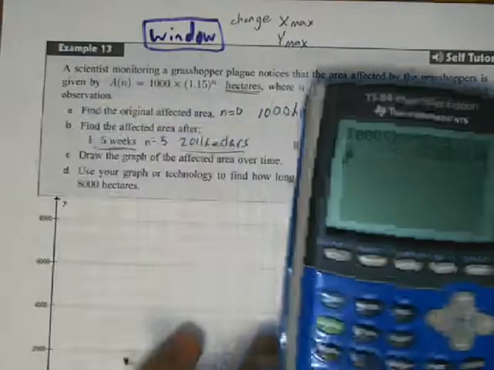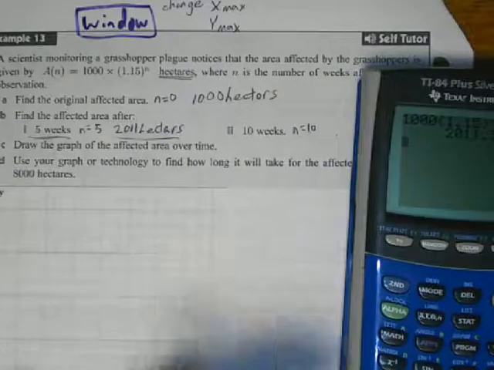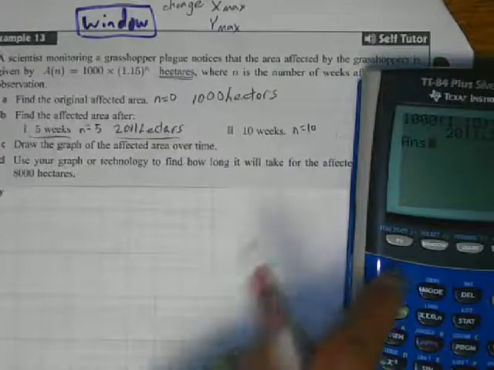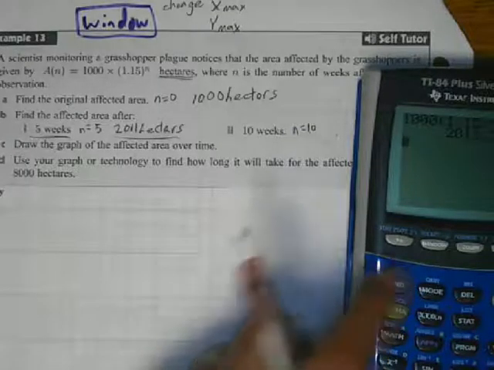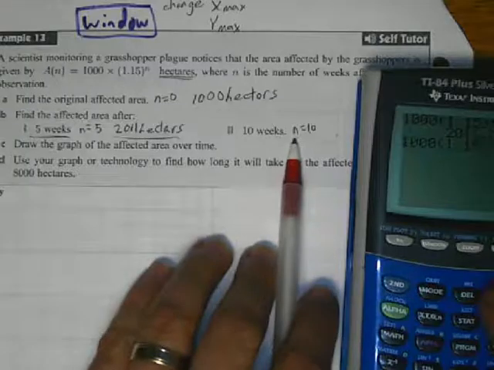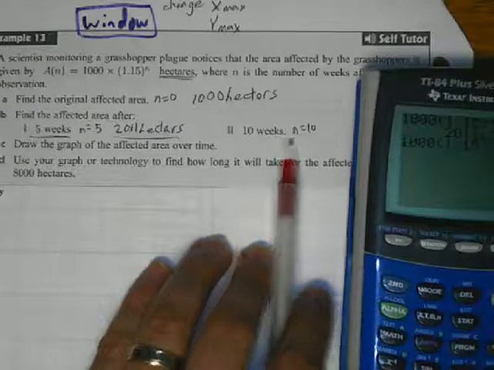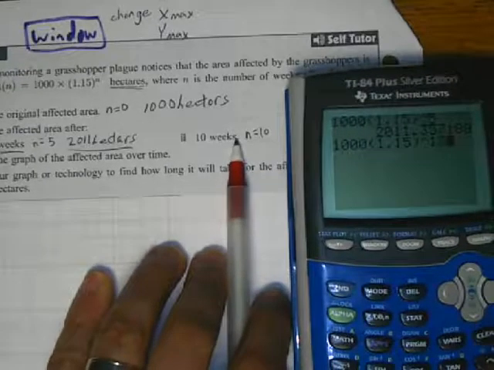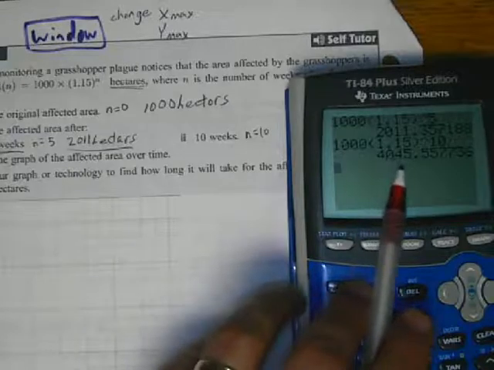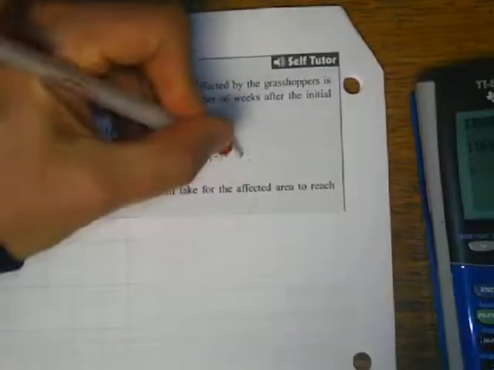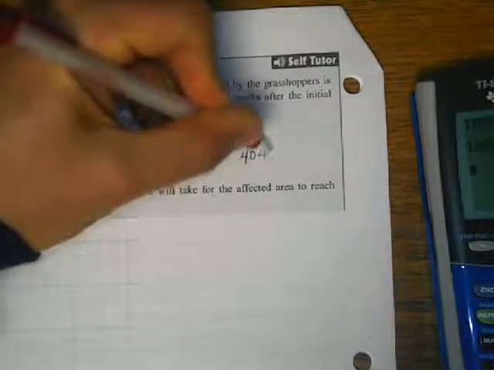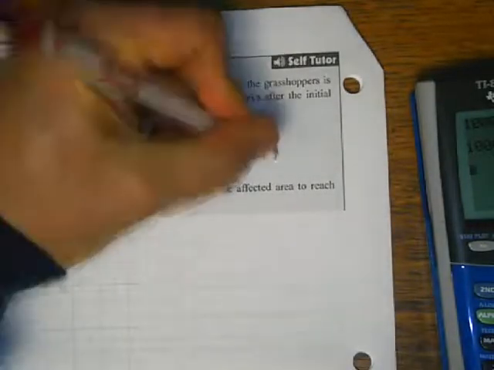And for the other one, we're going to change the power to 10. And we get 4,045. Let's call that 4,046 hectares.